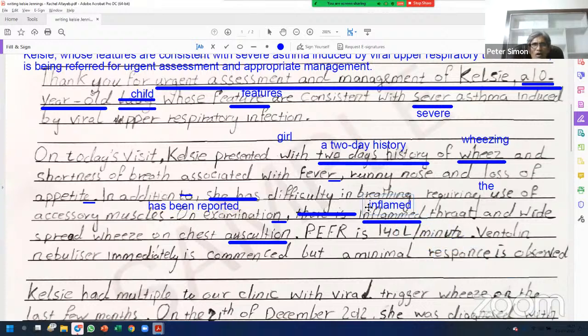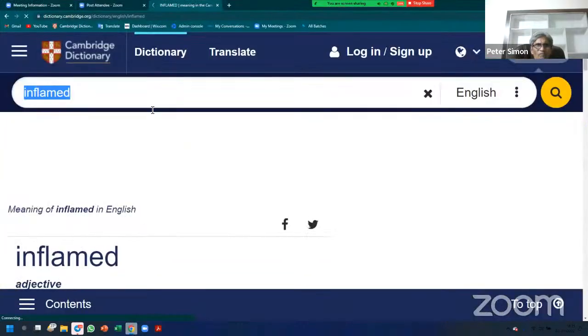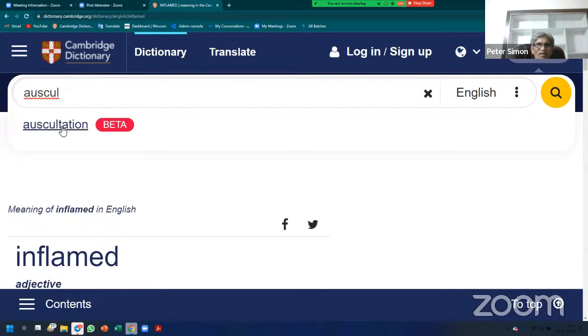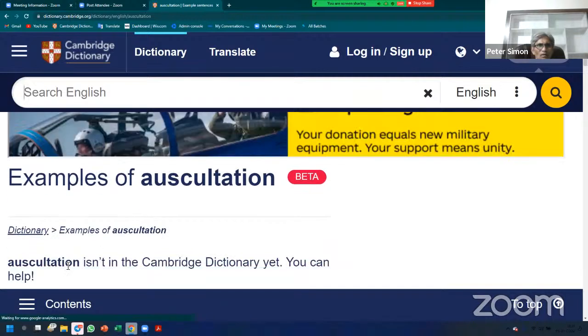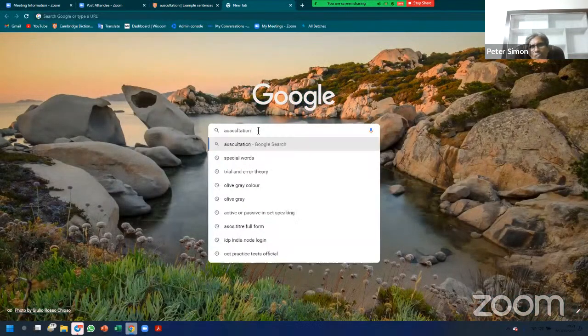Inflamed throat. On examination, inflamed throat and widespread wheeze on chest auscultation. Auscultation, spelling mistake again. A-U-S-C-U-L-T-A-T-I-O-N. Your T-A is missing. Auscultation is not there in the Cambridge dictionary. Okay, we'll ask Google.